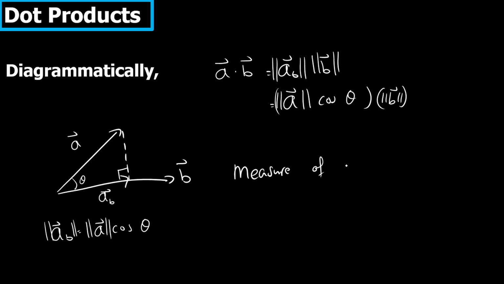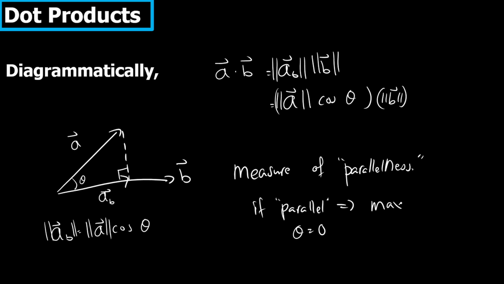of parallelness. I would say that, because if they are parallel with each other, you will have the maximum value. If parallel, or if the angle between A and B is zero, it is going to be the maximum value. Whereas if this angle is 90 degrees, then you will have literally zero. The dot product of two perpendicular vectors will give you zero, okay?